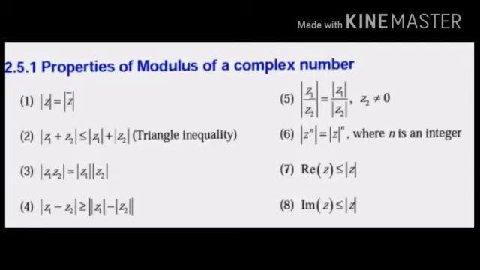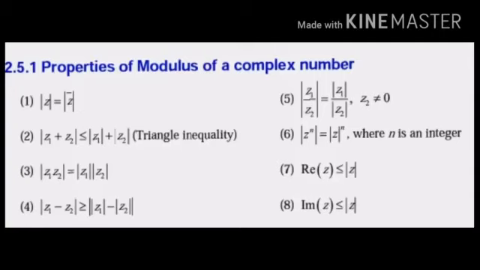If you see, the second and fourth ones are important properties and you will be using them in your sums. Fifth one, in division also we can split and write. Sixth one, modulus of z to the power n can be written as modulus of z whole to the power n, where n is an integer. Seventh one, real part of z is less than or equal to modulus of z. Eighth one, imaginary part of z is also less than or equal to modulus of z.